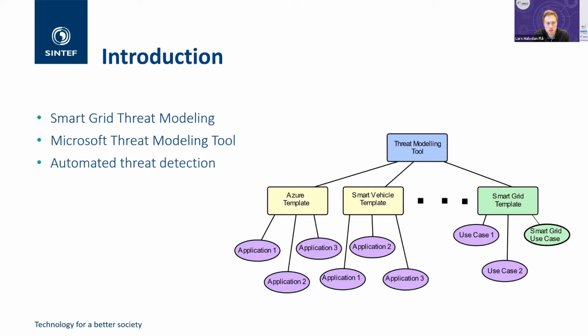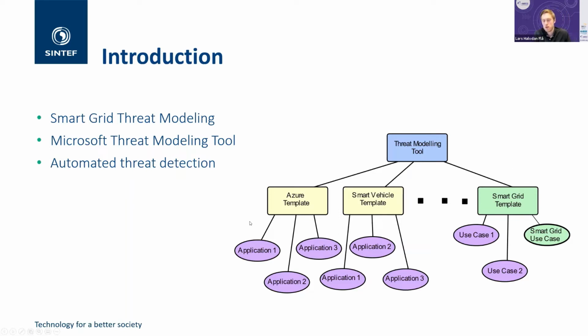We have used the Microsoft Threat Modeling tool, which is a tool that can be used both to create a template and then afterwards to do threat modeling with the created template. An overview of the threat modeling tool and the ecosystem can be seen here in this figure, where we have the threat modeling tool from Microsoft, a number of templates, which can then be applied to applications or use cases. And our contribution is then marked in green here.